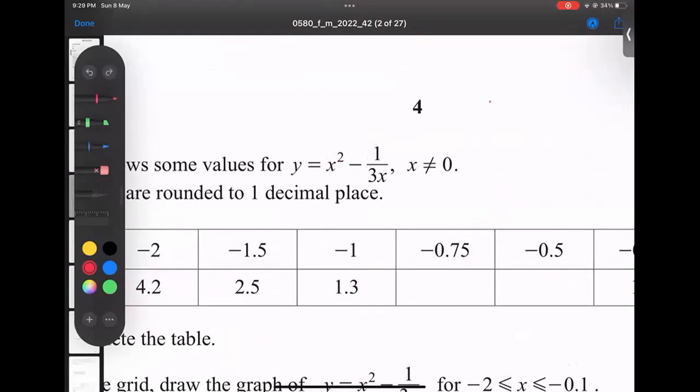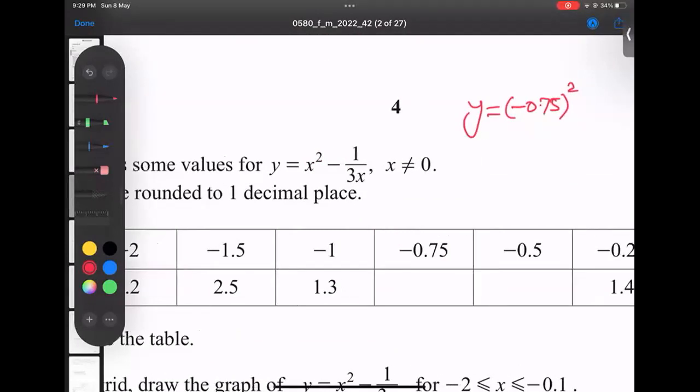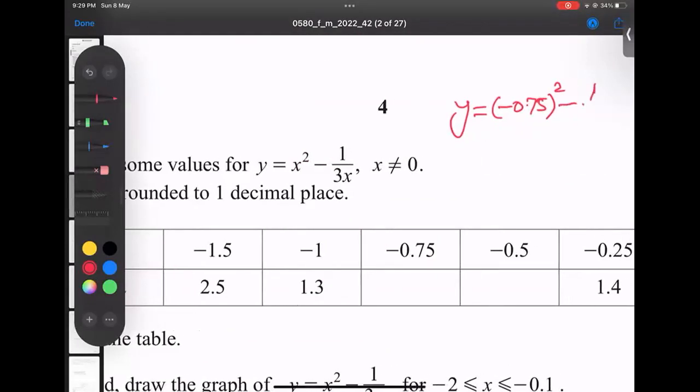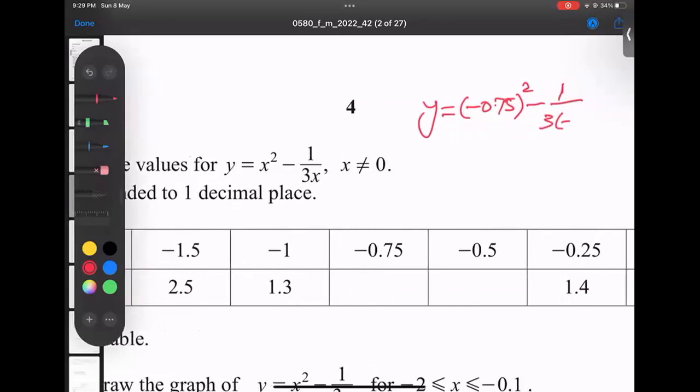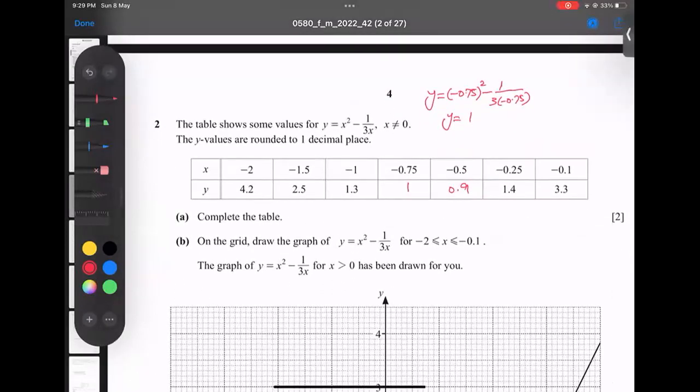I mean to say like this: y equals negative 0.75 to power 2, negative 1 over 3 times negative 0.75. When I type it in the calculator, I got 1. So it means this is 1. If you do not put this bracket, you get a wrong answer. So make sure, especially for power 2, a bracket must be used, but it is better to put a bracket everywhere in the place of x. And when I plug in negative 0.5, I'm getting 0.9. I hope you got it. Since the 2 values are clear.